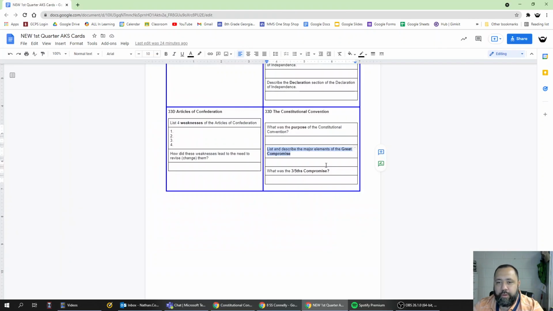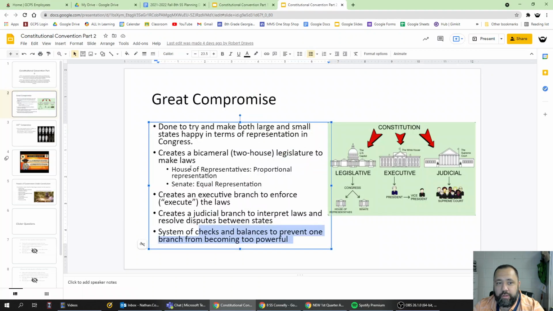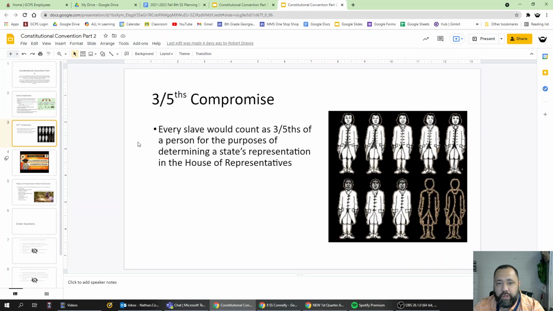Okay. And then what was the 3/5 compromise? Again, the best thing to do here is reference your notes. The 3/5 compromise was a compromise over the question of how to count enslaved persons for the purposes of representation. And the conclusion that the Founding Fathers came to at the Constitutional Convention was that every enslaved person would count as 3/5 of a person for the purposes of determining a state's representation in the House of Representatives.